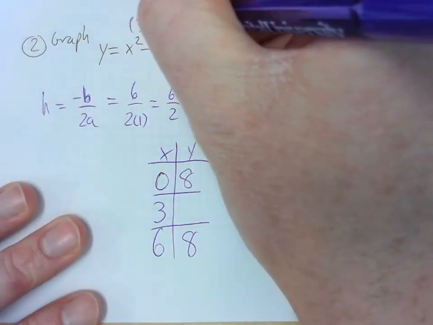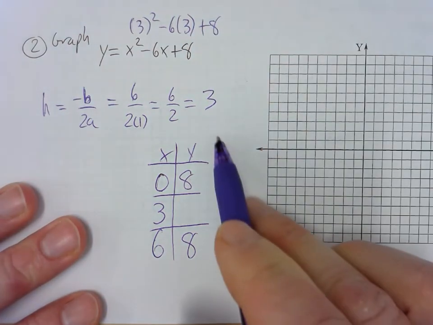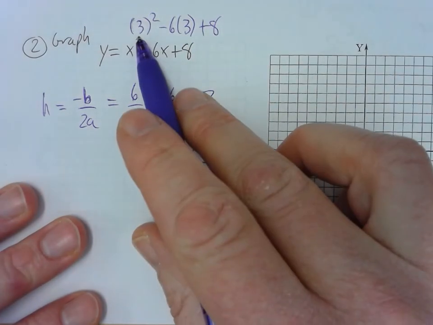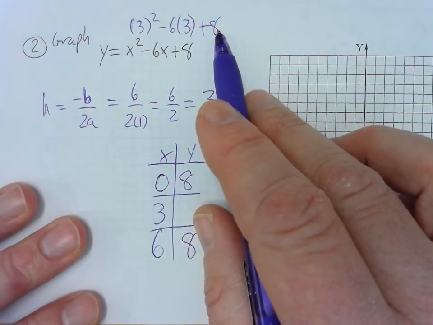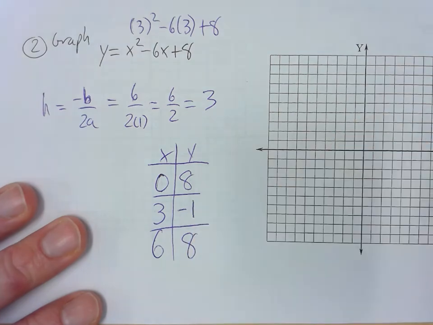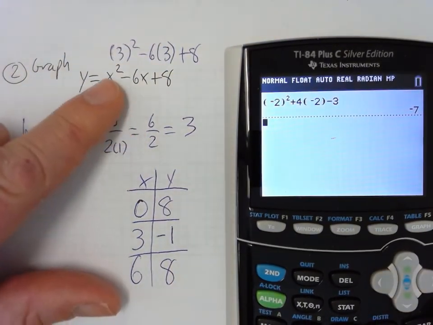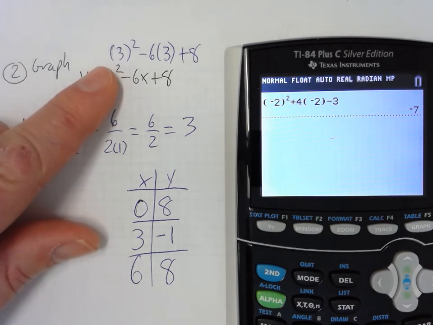So it's 3 squared minus 6 times 3 plus 8. That'd be 9, and 8 is 17, minus 18 would be negative 1. So it should be negative 1. Let's confirm that with the calculator. I put it back up here. I might have gone off the board, did I? Not sure. So it's parentheses 3 parentheses squared minus 6 parentheses 3 parentheses plus 8 is negative 1.